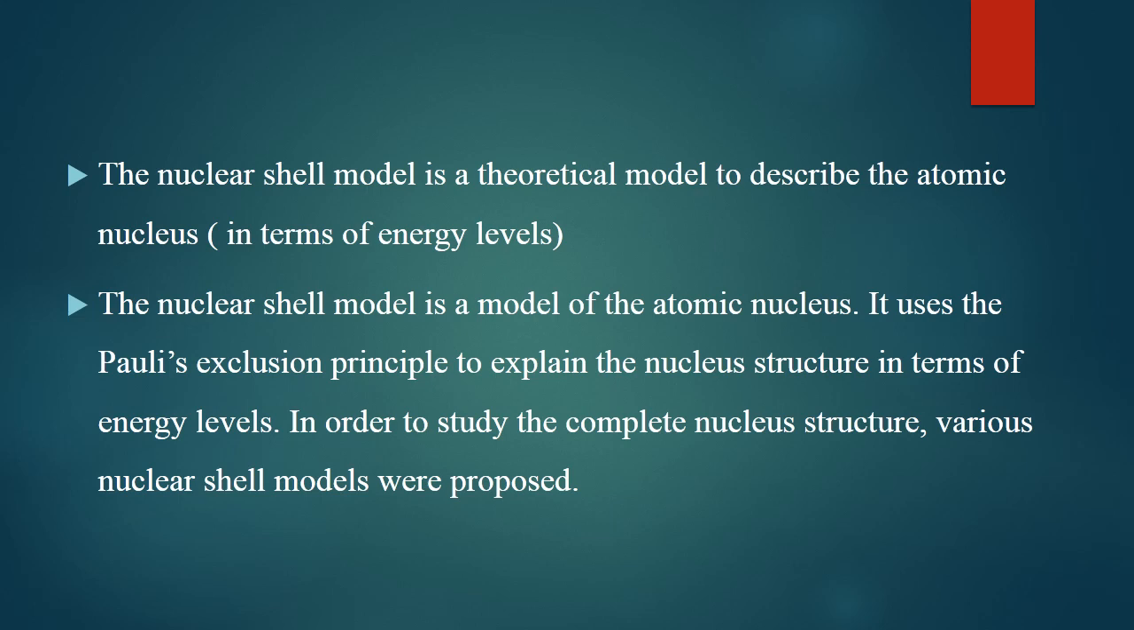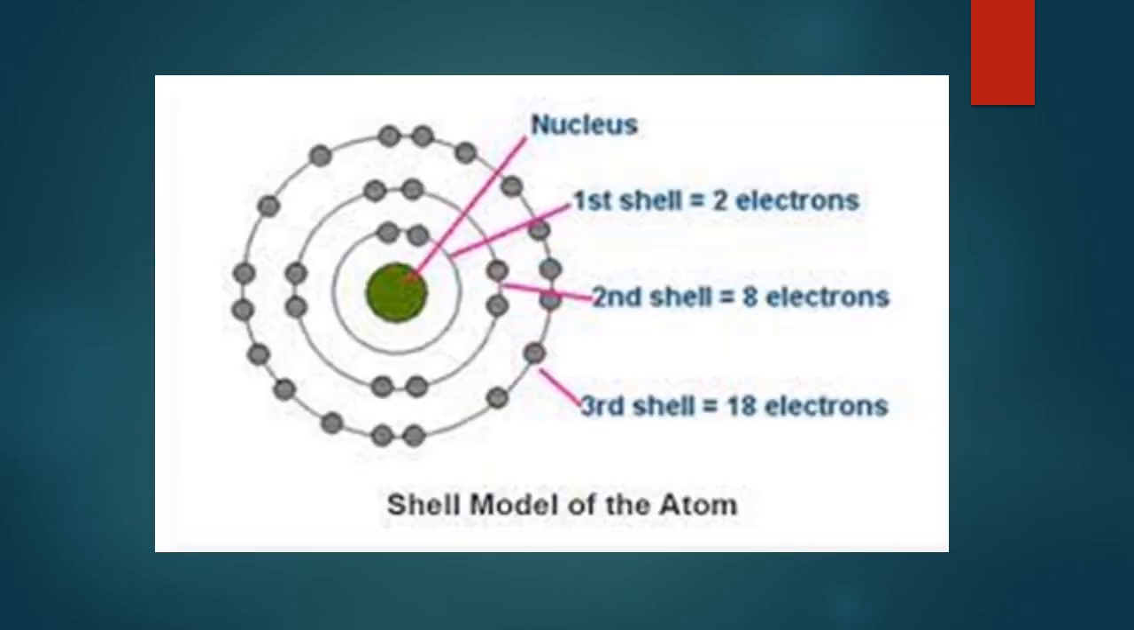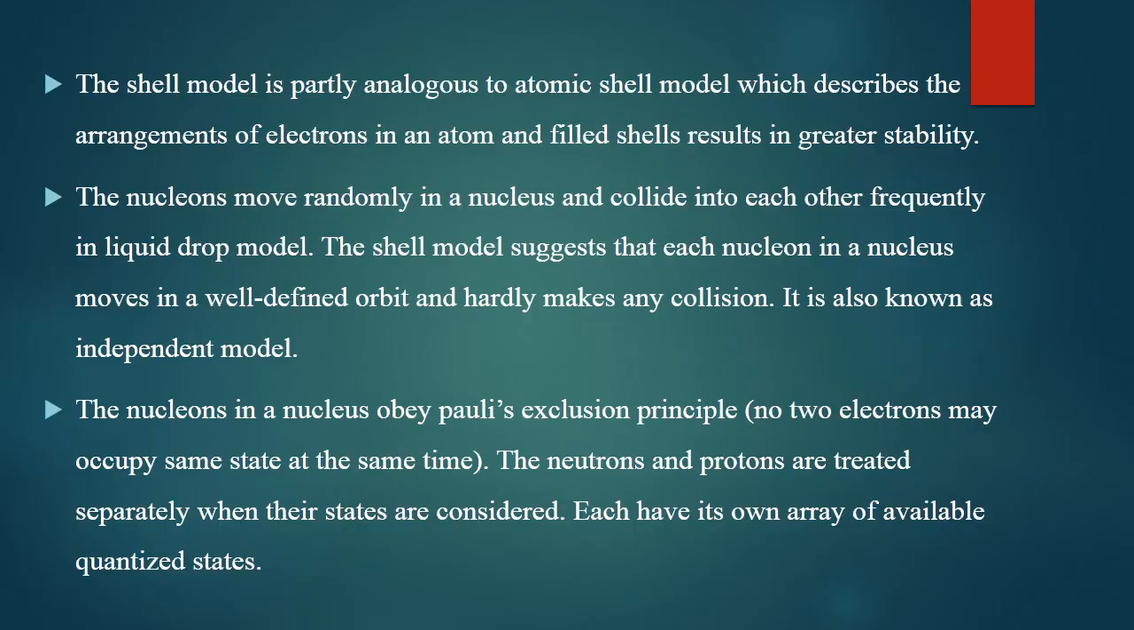In order to study the complete nuclear structure, various nuclear models were proposed. One of them is the shell model. You can see the schematic representation of the shell model, where the first shell around the nucleus contains 2 electrons, the second shell 8 electrons, following the 2n square formula, and the third shell has 18 electrons. The shell model is partly analogous to the atomic shell model, which also describes the arrangement of electrons in an atom.